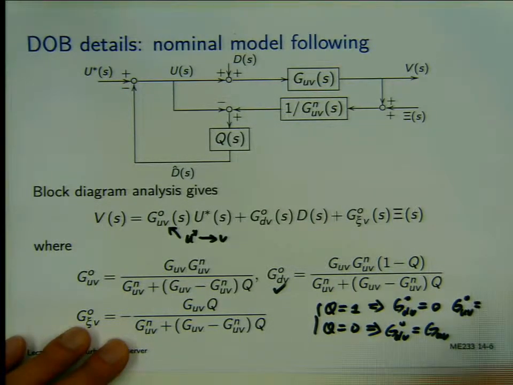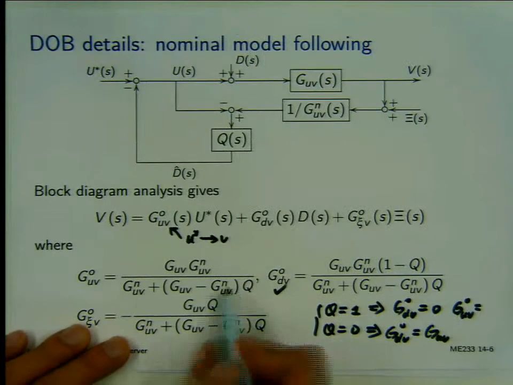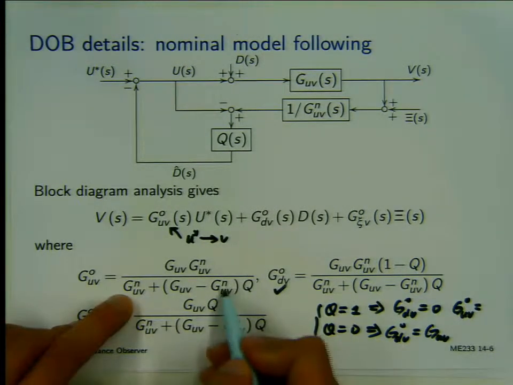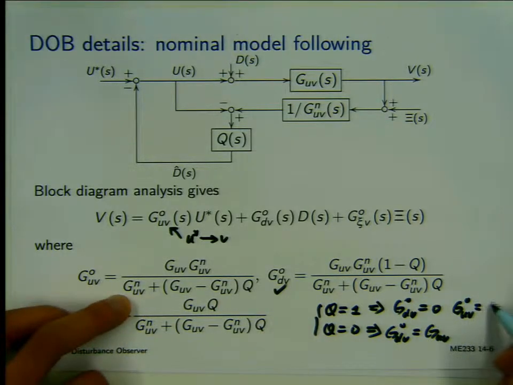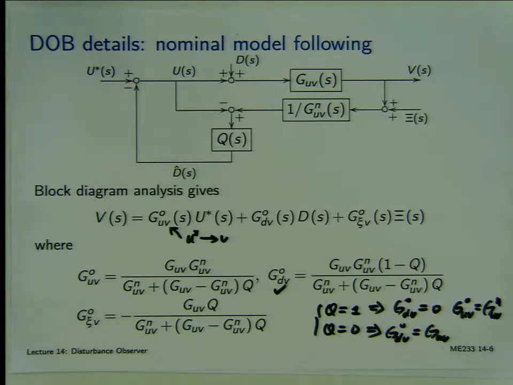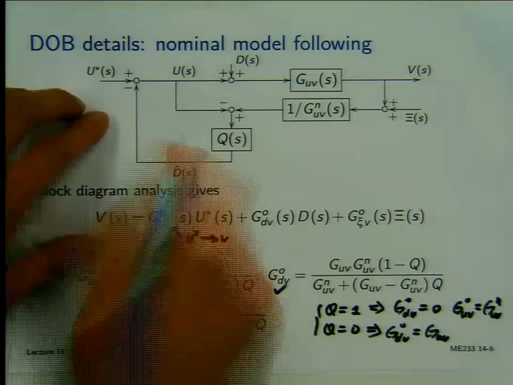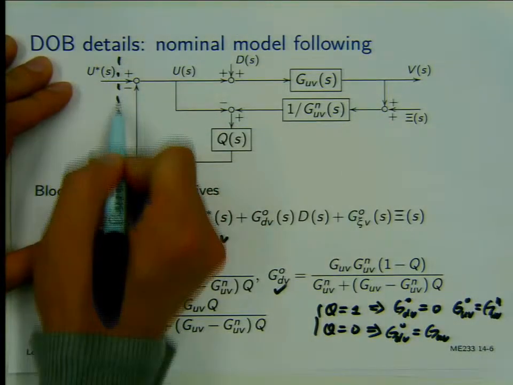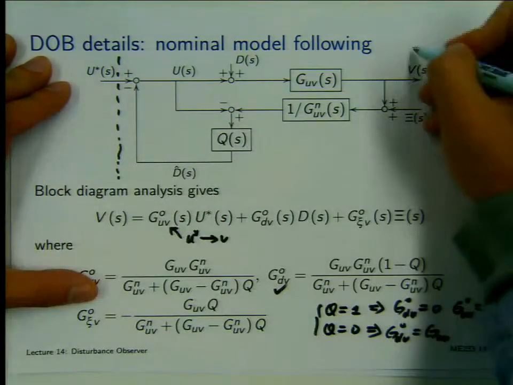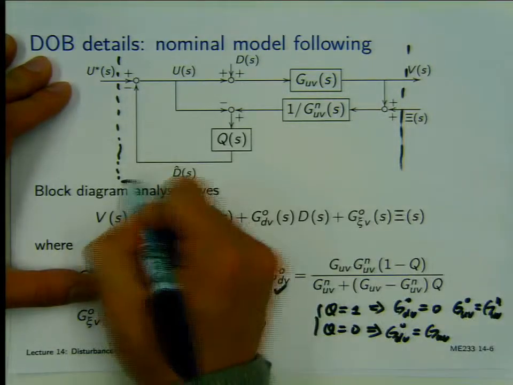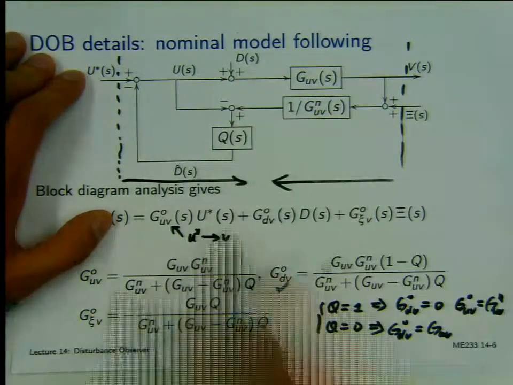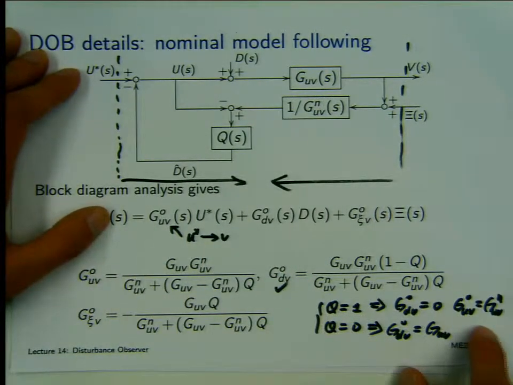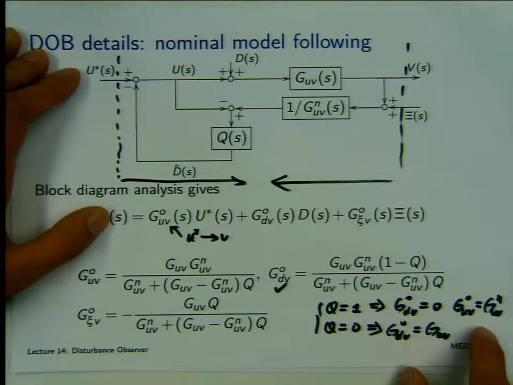GUV naught. Q is 1, then this will cancel with this guy. And then this will cancel with this. So we're going to have GUV naught. Okay? So that means this entire dynamics, which is what we saw last time, this entire dynamics between U star and V behaves simply like the nominal model of the system. Okay?